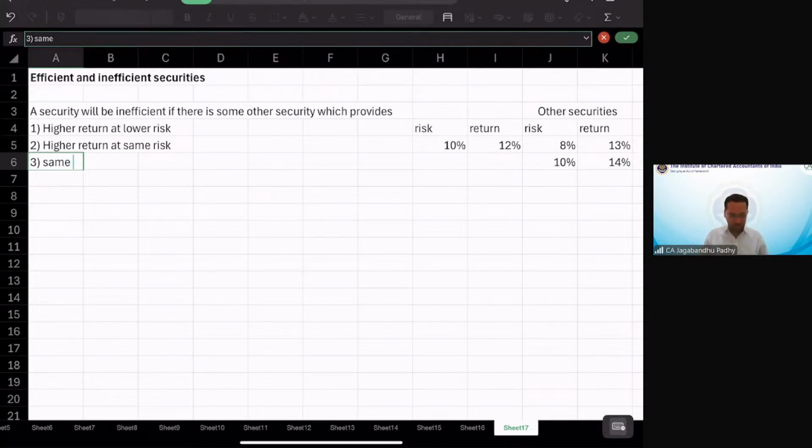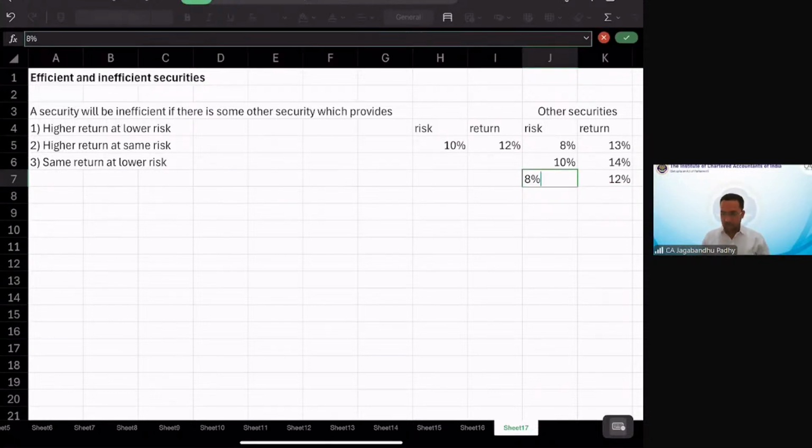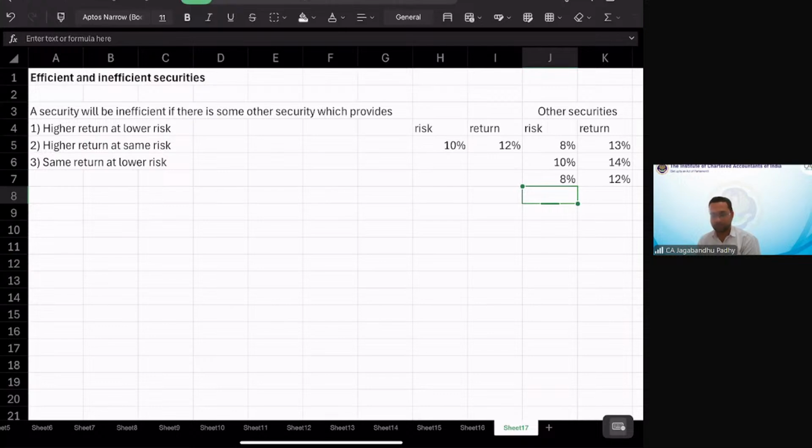it provides the same return at lower risk. So same return is, let's say, 12% return, and the risk is lower, let's say 8%. So in comparison to them, our security is inefficient.